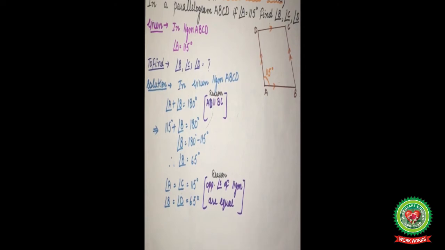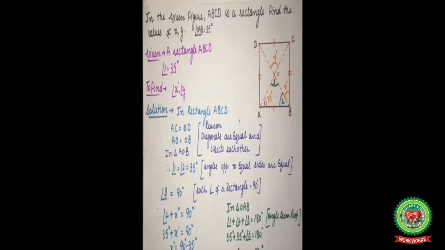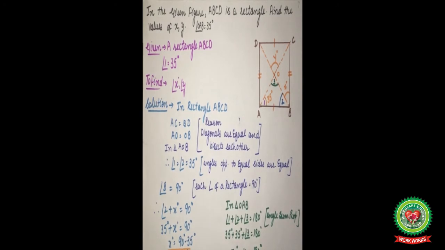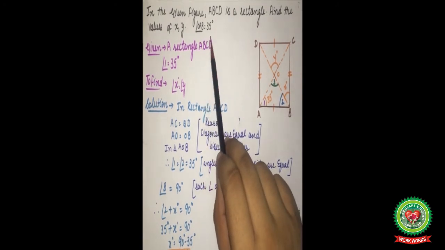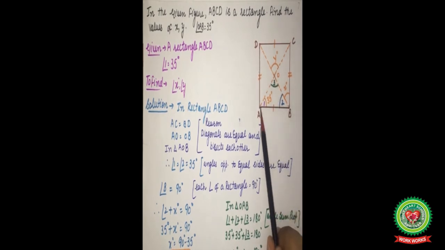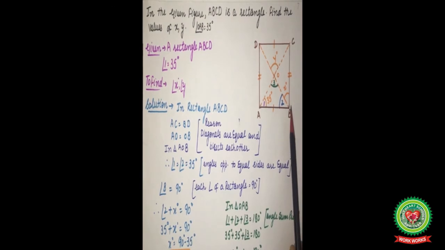Now let us discuss one more sum based on the application of the properties of the quadrilateral. The second sum is, in the given figure, ABCD is a rectangle. Find the values of x and y given angle AOB equal to 35 degrees. Now students, we are given that ABCD is a rectangle in which angle OAB equal to 35 degrees, and we also need to find the values of x and y.